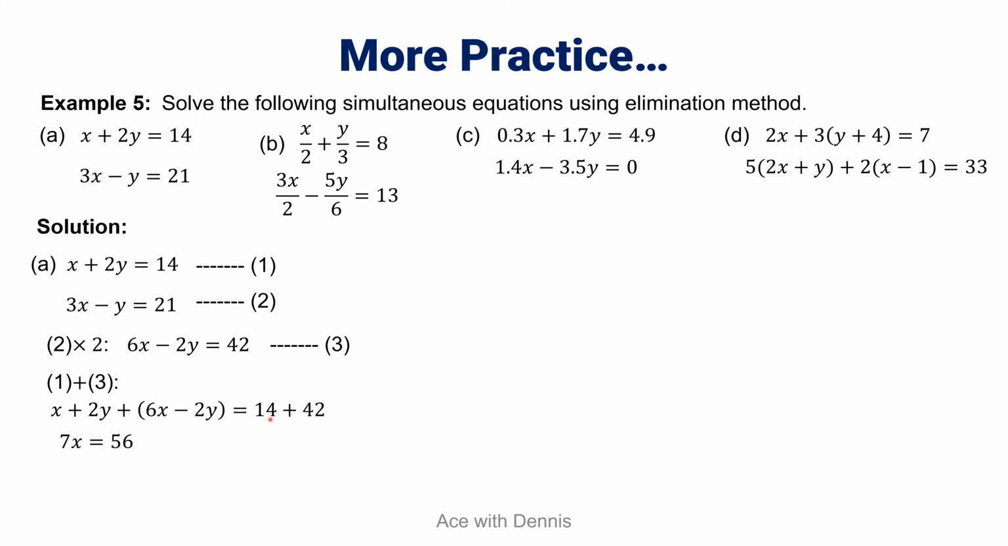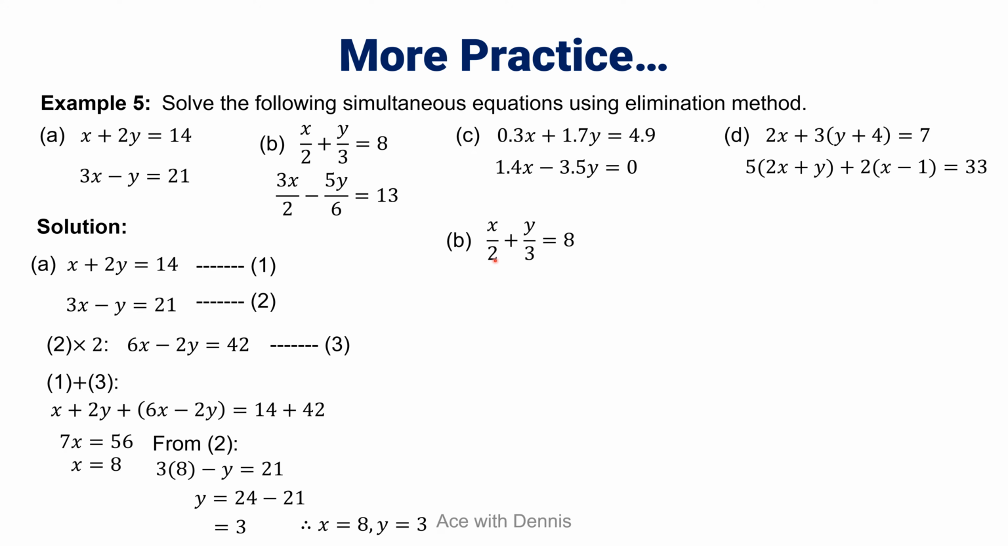Okay, now the right side, 14 plus 42 is 56. Then x will be 8. And from equation number 2, I substitute x with 8 into the equation. So 3 times 8 minus y equals 21. Then y will be 24 minus 21, which is 3. Hence, the solution is x equals 8 and y equals 3.